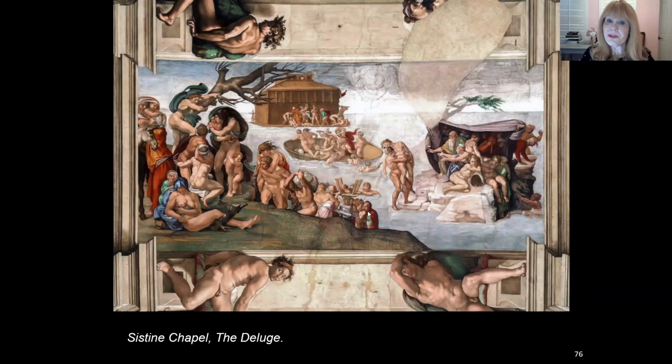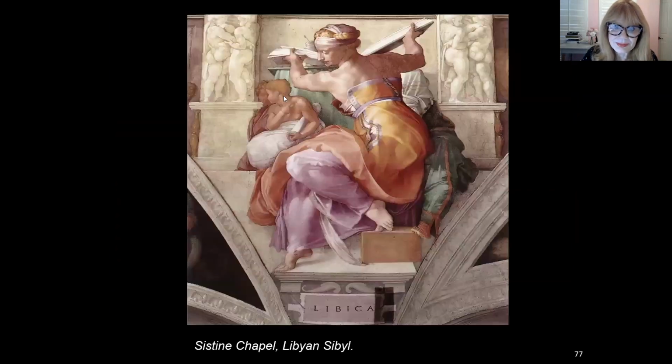Here's the story of the deluge. And so here are individuals who are trying to protect themselves from the rain. And then over here, building the great ark as the animals are coming in. And then the Libyan Sibyl, who was a fortune teller, obviously is very masculine looking.